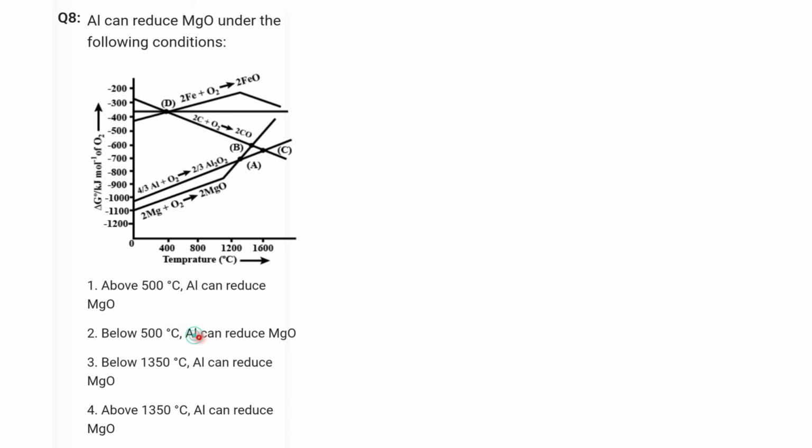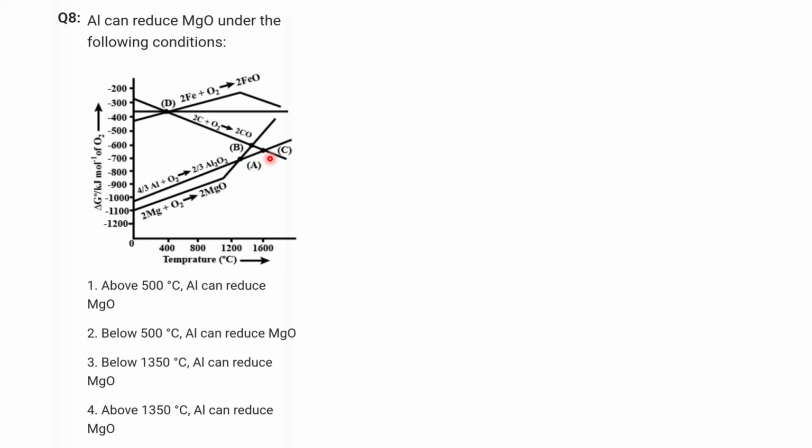Below 500 degrees centigrade aluminium can reduce MgO. If you go to this direction, right, below 500, again it is not possible because magnesium is placed lower. So aluminium cannot reduce this. Below 1350 degrees centigrade aluminium can reduce magnesium. Where is 1350? Here you can see this temperature is 1350. And let us check the another example. Above the 1350 degrees centigrade aluminium can reduce magnesium. Above this, that means here.